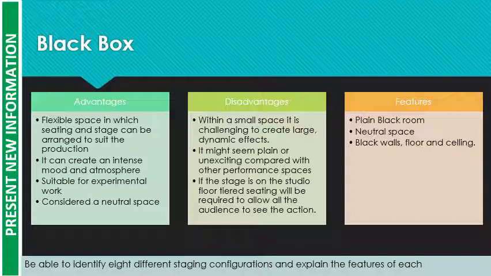Some of the advantages: it's a flexible space in which seating and stage can be arranged to suit the production. So if you wanted to do it in traverse, you wanted to create a thrust stage, or you even wanted to do it in end on, you could do that in a black box studio. It can create an intense mood and atmosphere. It's suitable for experimental work, and it is considered a neutral space.